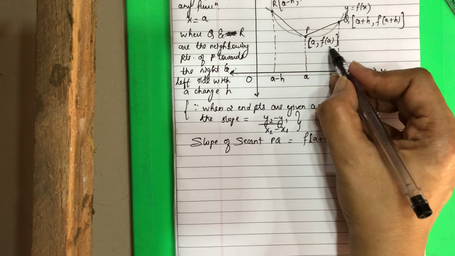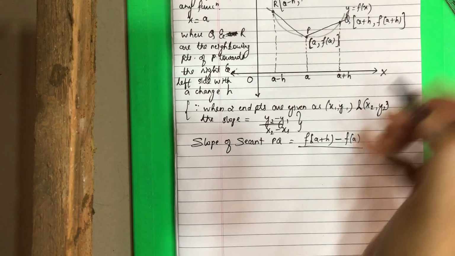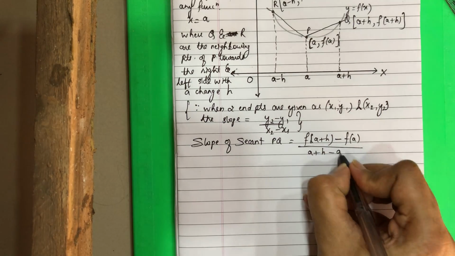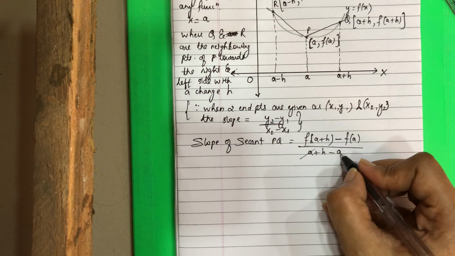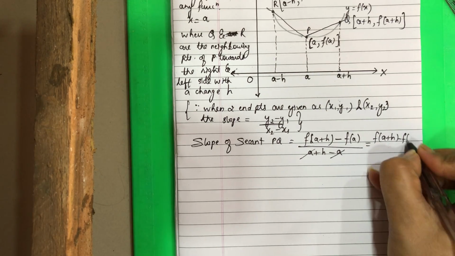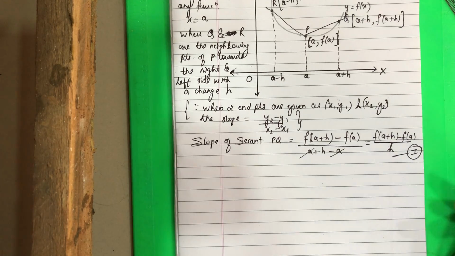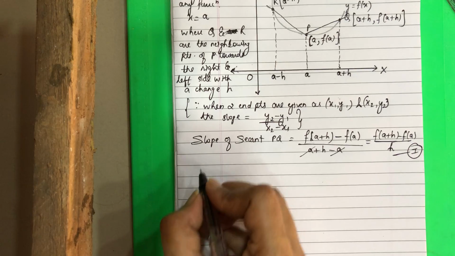minus f(a) upon a plus h minus a. In the denominator, a and a will get cancelled. This gives you f(a plus h) minus f(a) upon h. Consider this as the first equation.